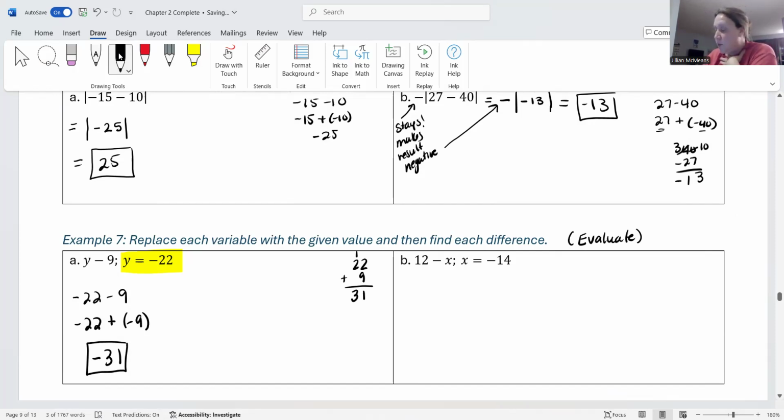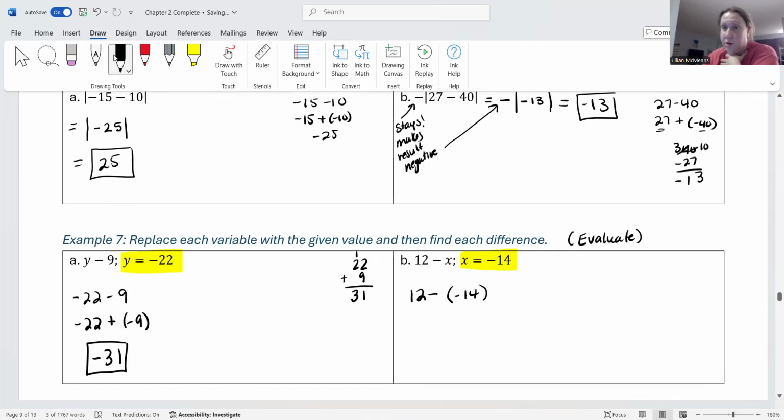All right, last up, we have part B, which is 12 minus x, okay? And then we have this part right here. This part is telling me, hey, evaluate this expression when x is negative 14. So we're going to rewrite the whole expression, and wherever I see an x, I'm going to replace it with negative 14. So we have 12 minus x, but x is negative 14. So 12 minus negative 14.